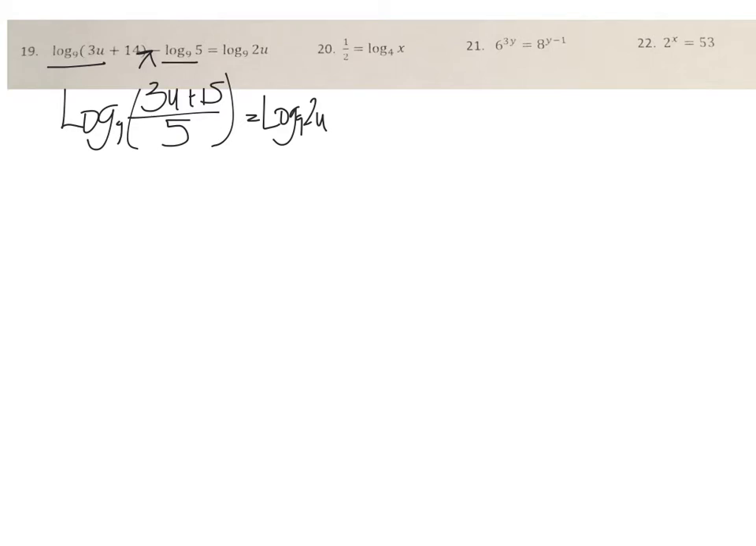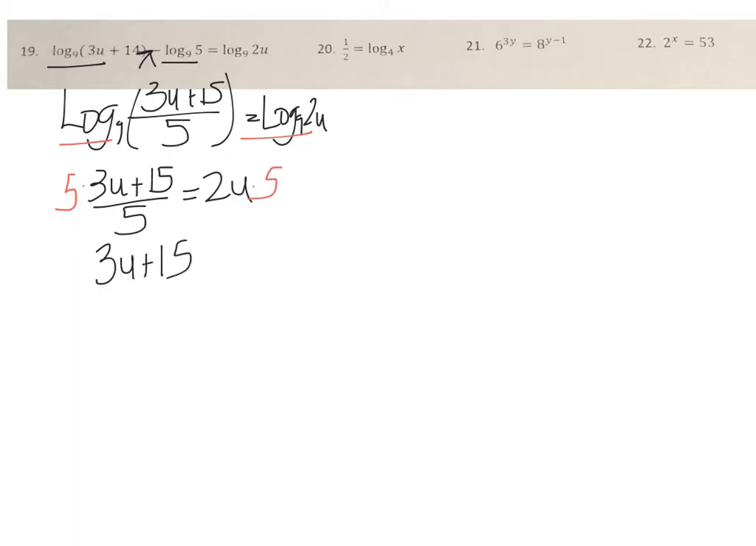So now I have two log base 9s, so I can just equate what's inside. 3u plus 15 over 5 equals 2u. Multiply both sides by 5. And you get 3u plus 15. I'm seeing a lot of mistakes on this too. A lot of people are distributing the 5 to the numerator. You're multiplying by 5 over 1 so that the 5 cancels the denominator and you get what's on the numerator. You do not distribute because then you're multiplying by 5 over 5, which is 1, and that doesn't get rid of your fraction.